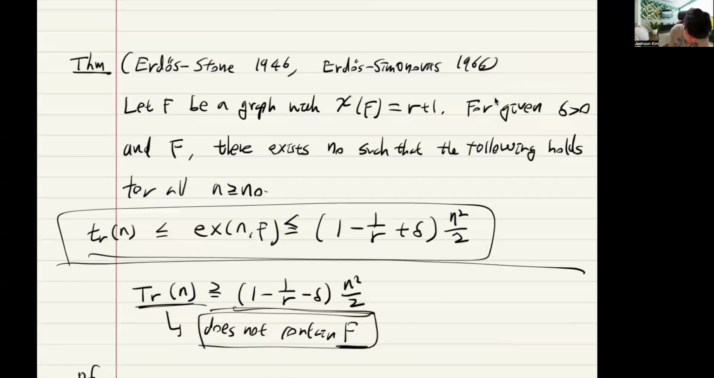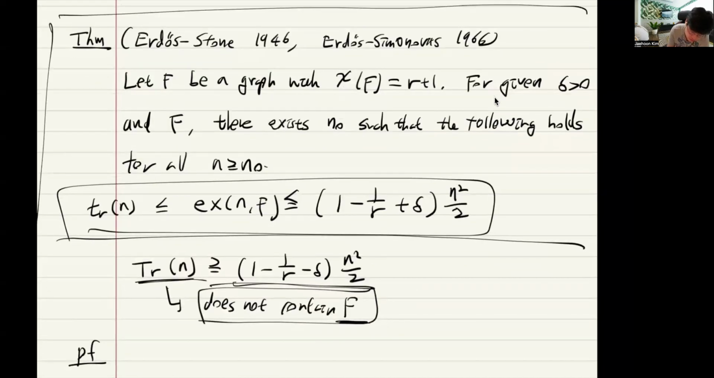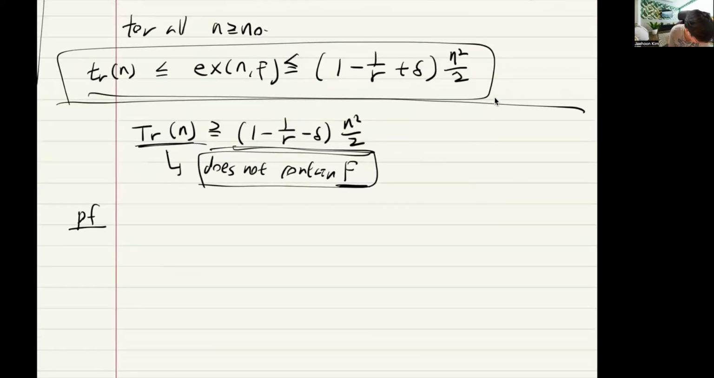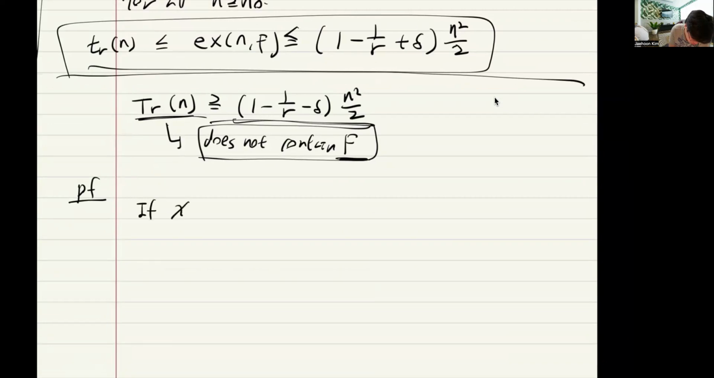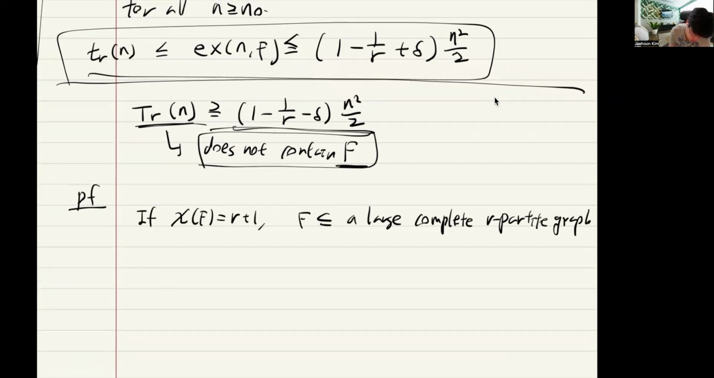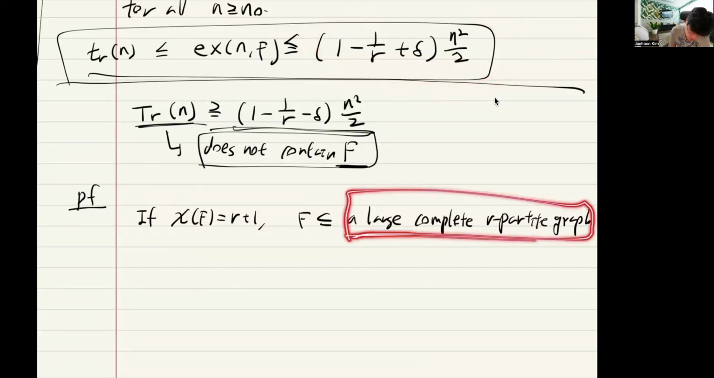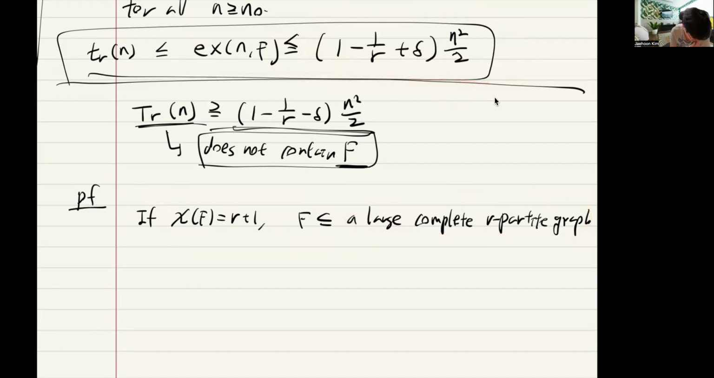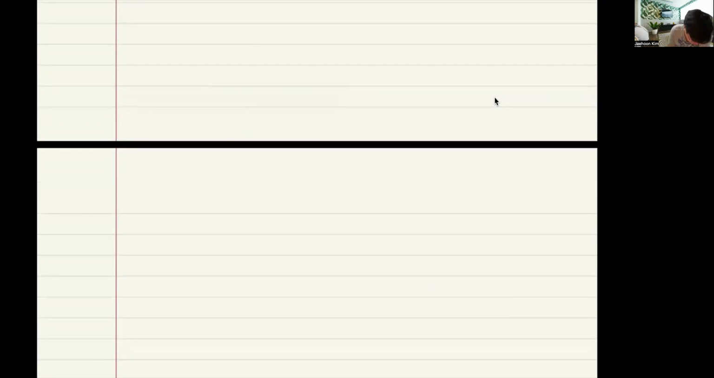So we want to prove this. Then that provides an understanding of this extremal number. So what's the basic idea? If the chromatic number is r plus 1, that means F is a subgraph of a large complete (r plus 1)-partite graph. So what we have to prove is, if we have a graph G with more than this many edges, then it has a subgraph isomorphic to this large complete (r plus 1)-partite graph that automatically contains F, so that provides an upper bound. For that, we first prove this claim.